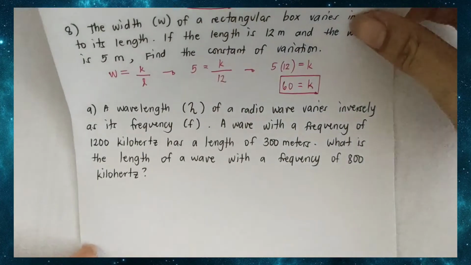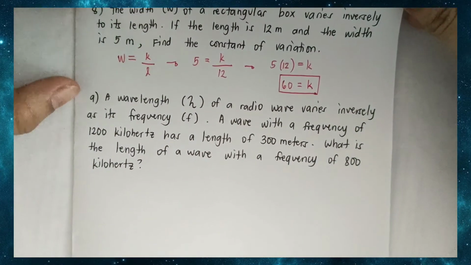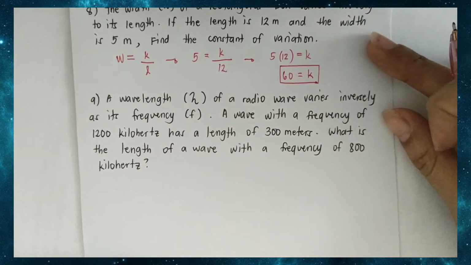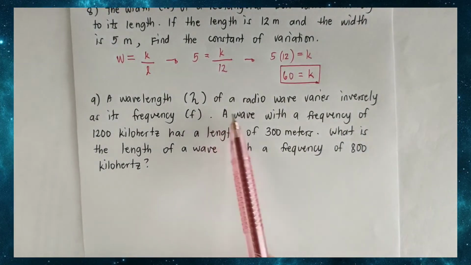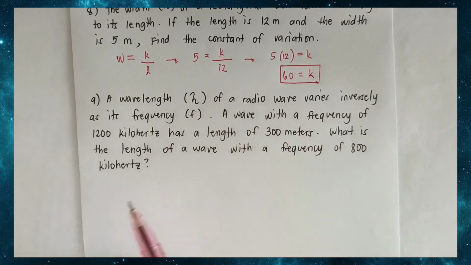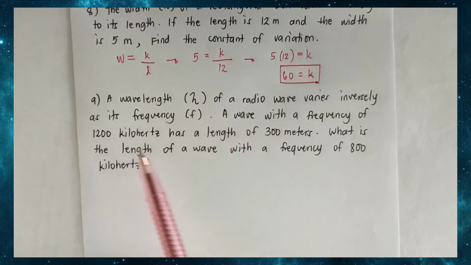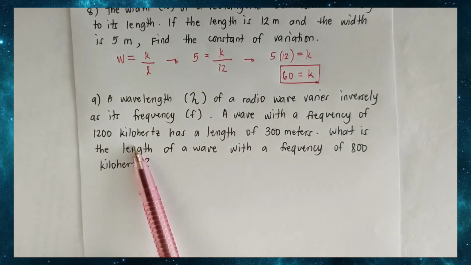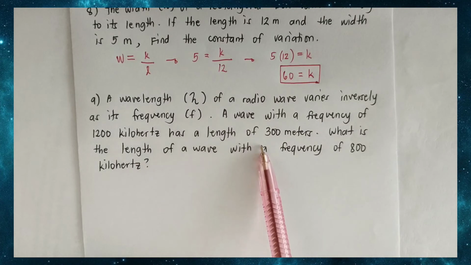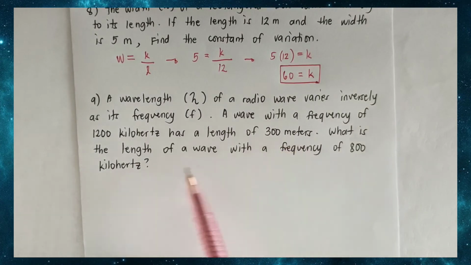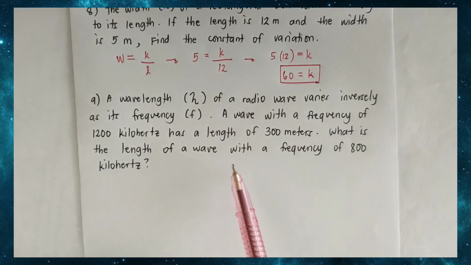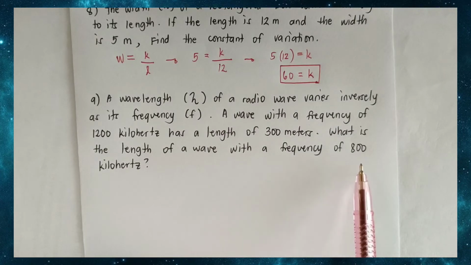Last but not the least example. A wavelength of a radio wave varies inversely as its frequency f. A wave with a frequency of 1,200 kilohertz has a length of 300 meters. What is the length of a wave with a frequency of 800 kilohertz?